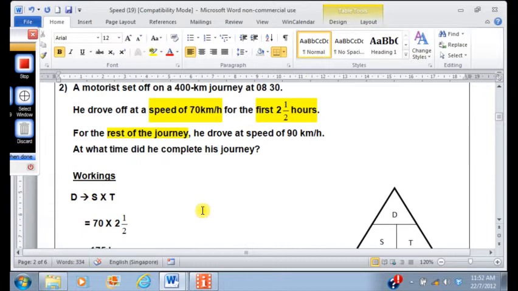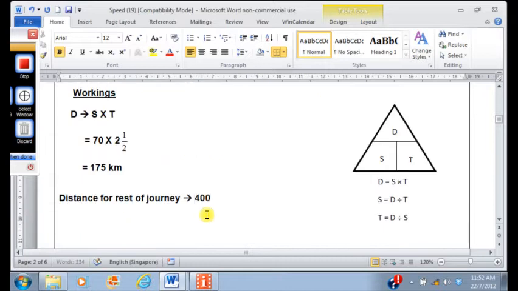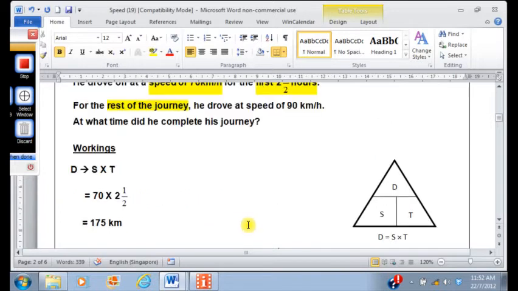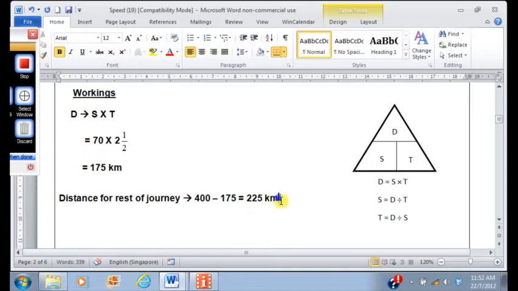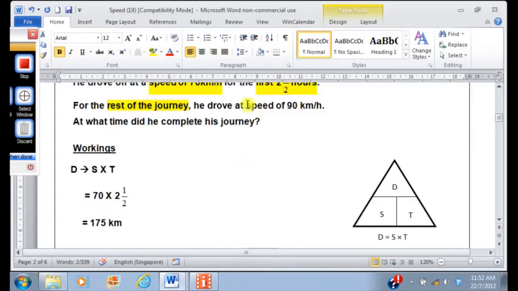Total distance is 400 kilometers. I take 400 minus 175. Now what does that give me? It should give me 225 kilometers. For the rest of the journey, we know the distance is 225 kilometers. Now what is the speed that he traveled? He drove at a speed of 90 kilometers per hour.